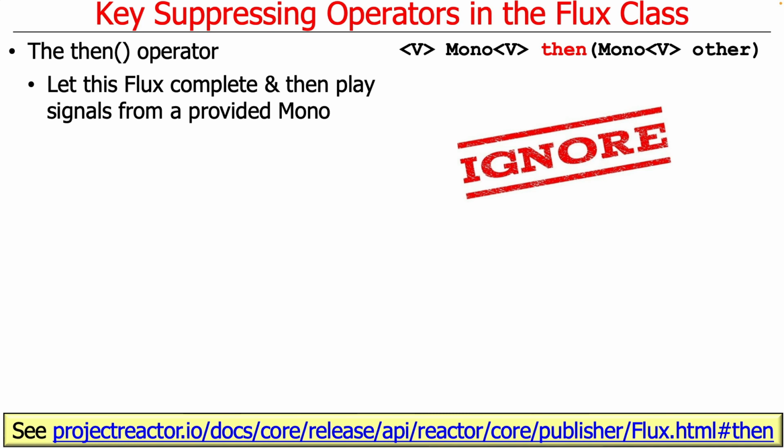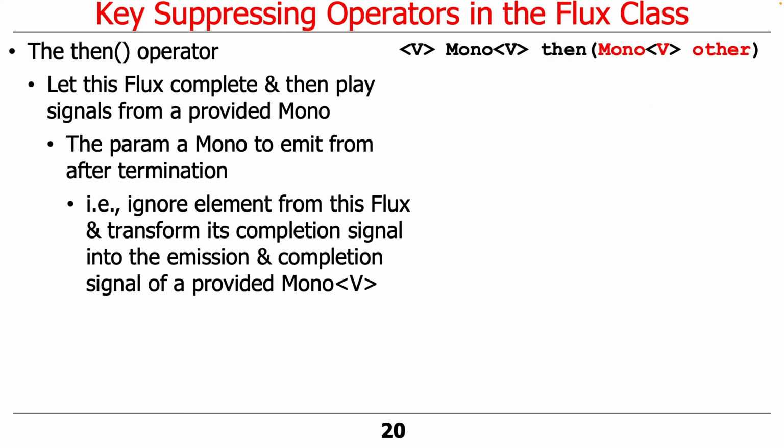The third and final suppressing operator is quite different from the others. It's actually somewhat weird, and you're wondering, why is this even useful? It turns out it's incredibly useful, but it's still very weird. It's the then operator. And what this says is, let this flux complete, and then play signals from the provided mono. So the mono is passed as a parameter with the funny name other, and it is the reactive type to emit from after all the flux operations have completed.